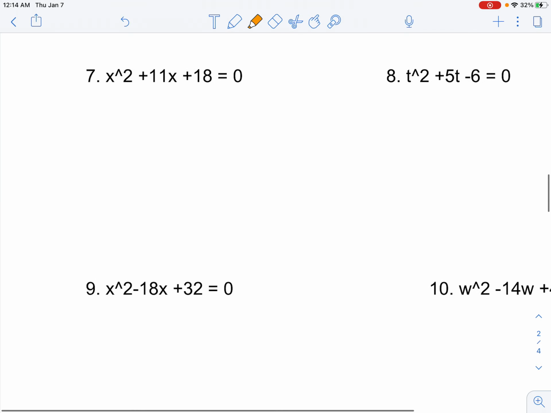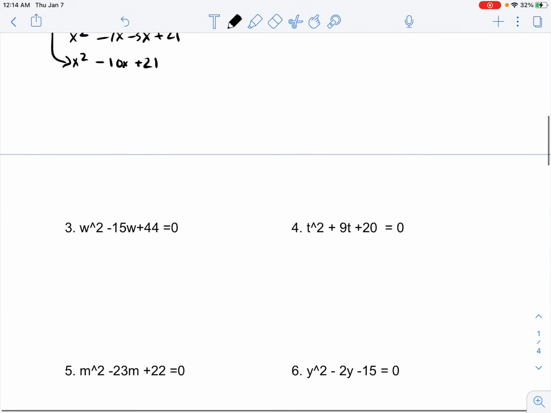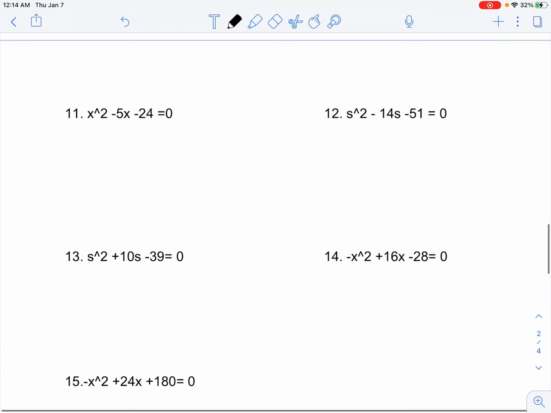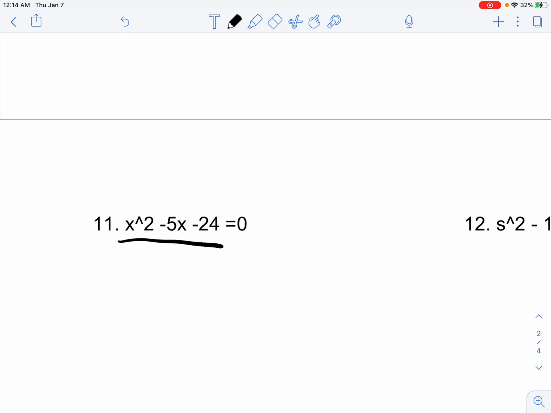Moving on. Let's try solving this one. X squared minus 5x minus 24. So basically, it's the same process as before. Find the common factors of negative 24. 2 times 12, 3 times 8, 4 times 6, or 1 times 24. And they have to have a sum of negative 5.